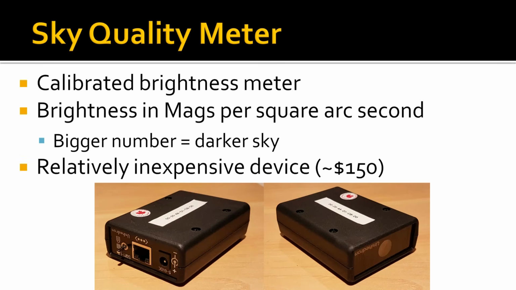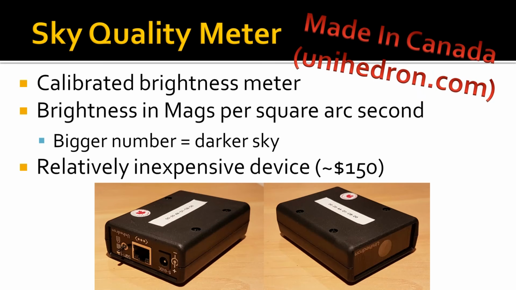SQMs are relatively inexpensive, being in the $150 Canadian range. As the sticker in my image implies, the most popular SQM on the market is made by a Canadian company called Unihedron.